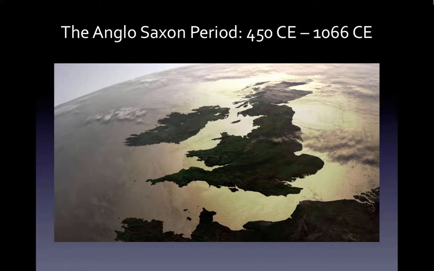The Anglo-Saxon period begins in the middle of the 5th century, and it ends some 600 years later in the year 1066. But the Anglo-Saxon story starts well before the 5th century. It starts 400 years earlier, in the middle of the 1st century.